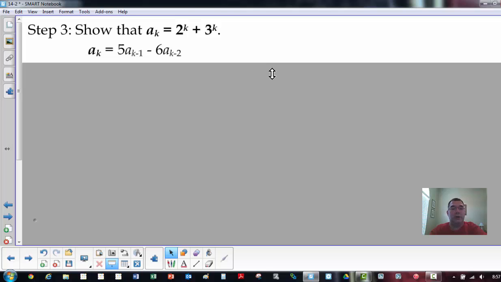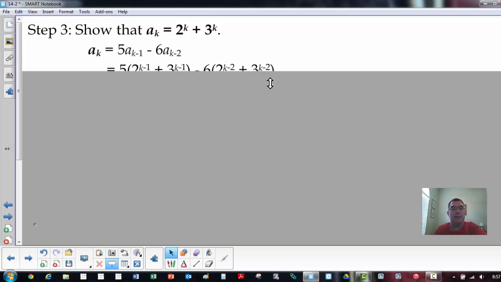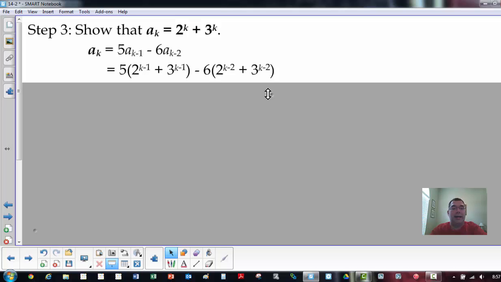This is the definition that we were given, that the kth term is 5 times the k minus first term minus 6 times the k minus second term. And since k minus 1 is less than k, and k minus 2 is also less than k, I can use the assumption that I made in step 2 to make a substitution. I assumed that the k minus first term was equal to 2 to the k minus 1 plus 3 to the k minus 1, so I make that substitution. And I also assumed that the k minus second term was 2 to the k minus 2 plus 3 to the k minus 2, so I make that substitution as well.